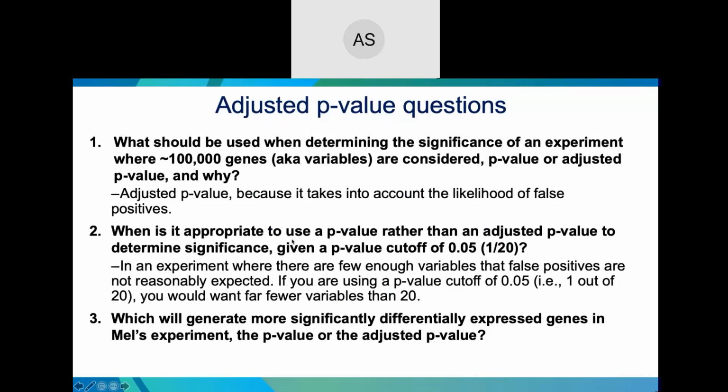Now, the thing is, if we're using p-value to determine significance, and we go from p-value, and then we do an adjustment to take into account, well, some of these genes might be false positives. Which do you think is going to generate more significantly differentially expressed genes in Mel's RNA sequencing experiment? Is it going to be the p-value or is it going to be the adjusted p-value? Just how many, the number of differentially expressed genes that are going to come up.